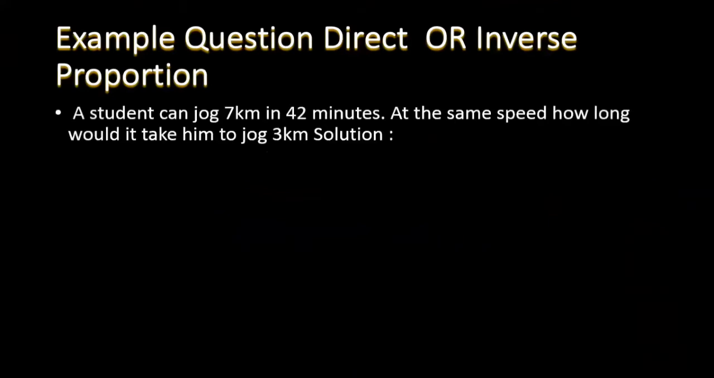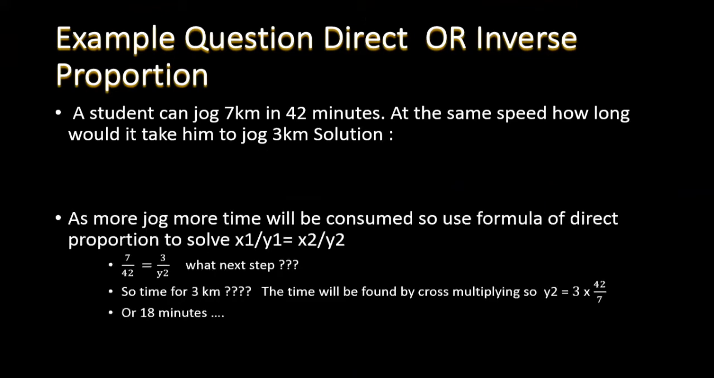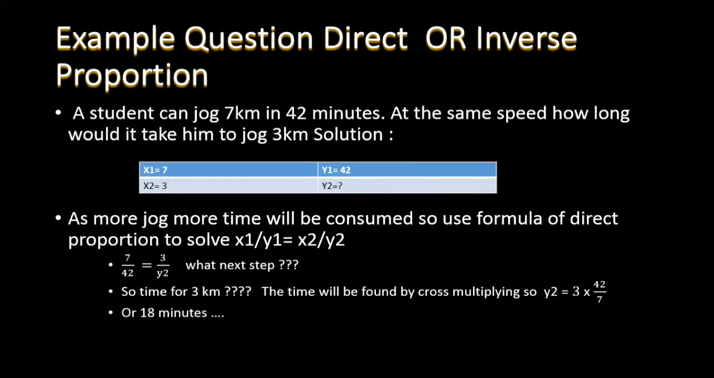Let's take an example question of direct or inverse proportion. If a student can jog 7 kilometers in 42 minutes, at the same speed, how long would it take him to jog 3 kilometers? Think about whether it is a question of direct or inverse proportion. As you know, more jogging means more time will be consumed, so use the formula of direct proportion. When we put in the values and cross multiply, we get the time 18 minutes.